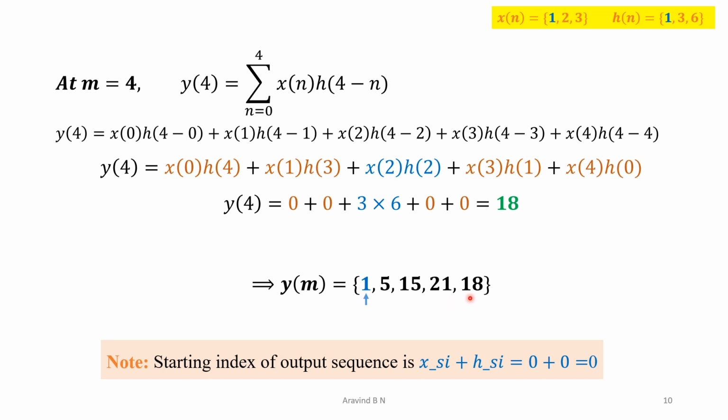So as per our identification, what must be the output sequence length? The output sequence length must be equal to 5. So there are totally 5 values present here. So 1, 2, 3, 4, 5 values are present.